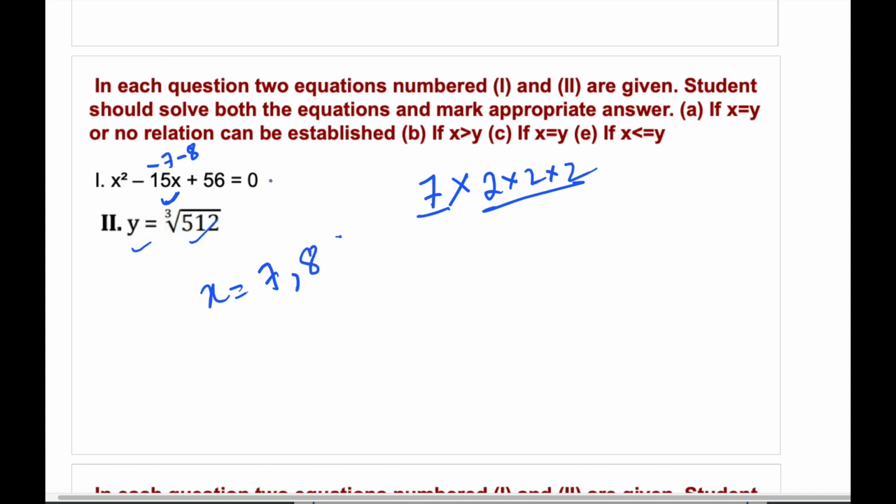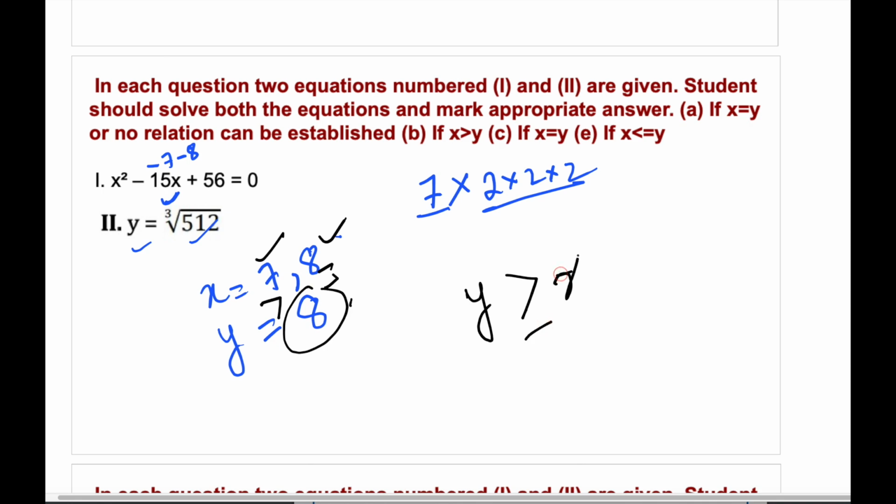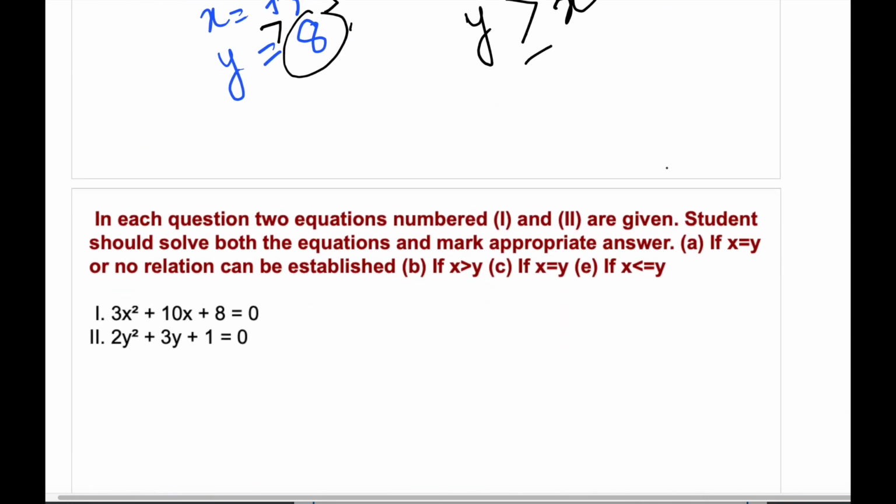And y is cube root of 512. This means y is equal to 8. So, this 8 is greater than 7 and 8 is equal to 8. So, this means y is greater than or equal to x. Option E. Next.